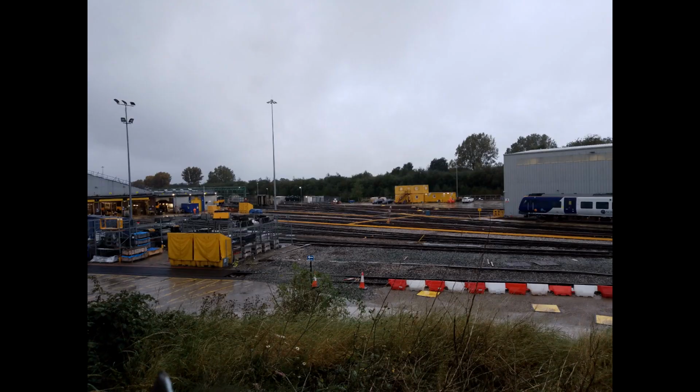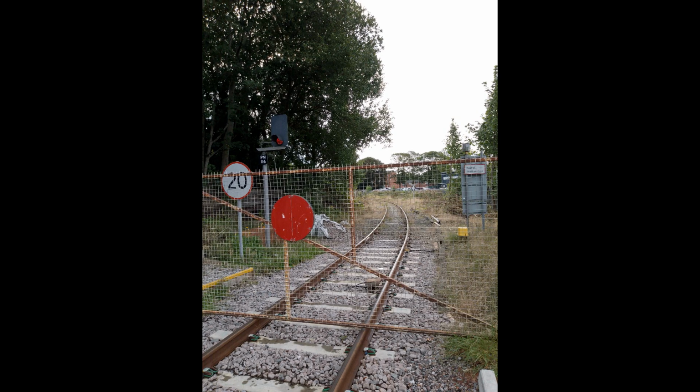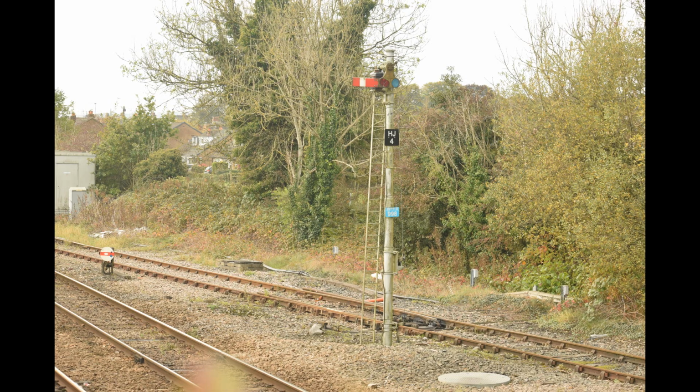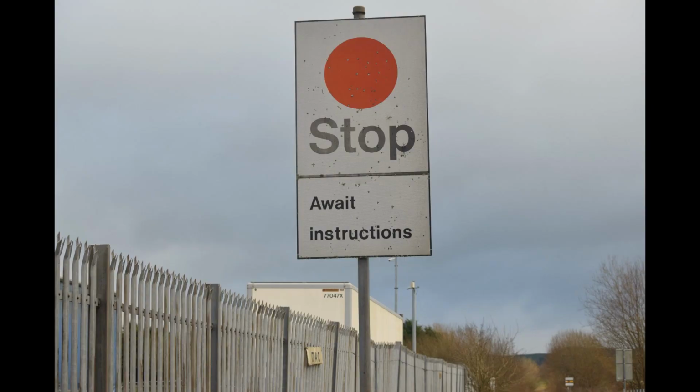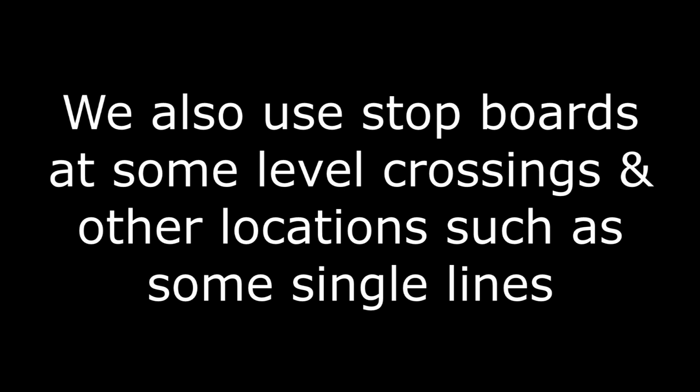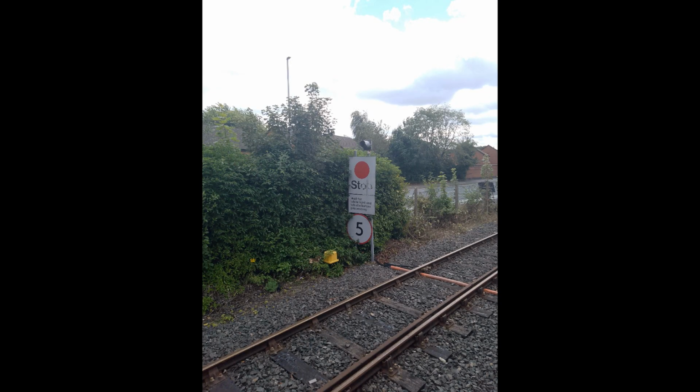So in depots, you might find that there's a complete lack of signalling, apart from those that protect the main line. What you might find is, as you get into the depot, there might be a stop board with instructions. You can find these on the exit depots as well. So it might say something like stop and contact signaller, or something similar to that. So why don't we have signals in depots?